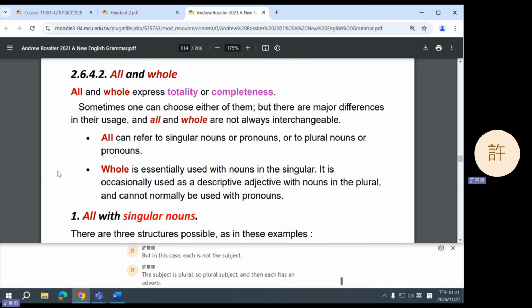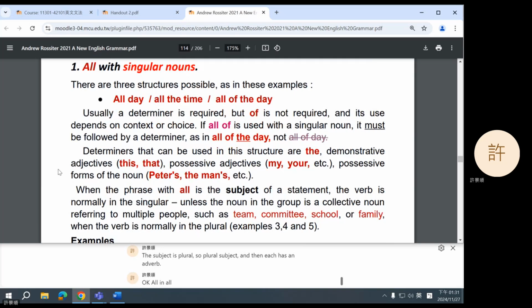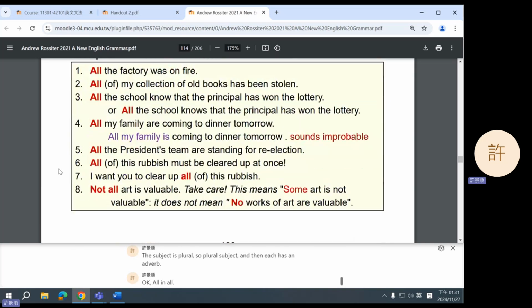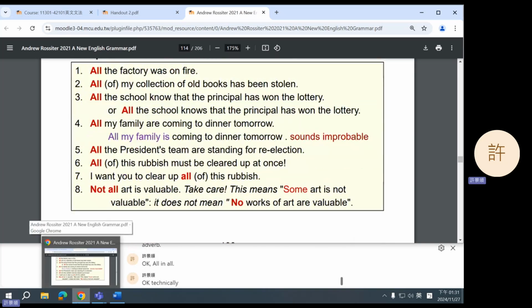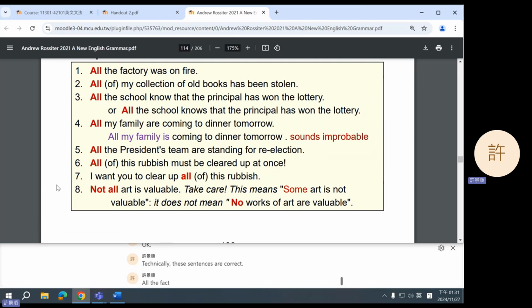Okay, all and whole. Okay, technically these sentences are correct. All the factory, all my collection, etc. But for numbers 1 through 7, I would add of. I think this is another British English thing. It's correct, but it's not very common. Usually we would add of. Number 8 is correct. Not all art is valuable.